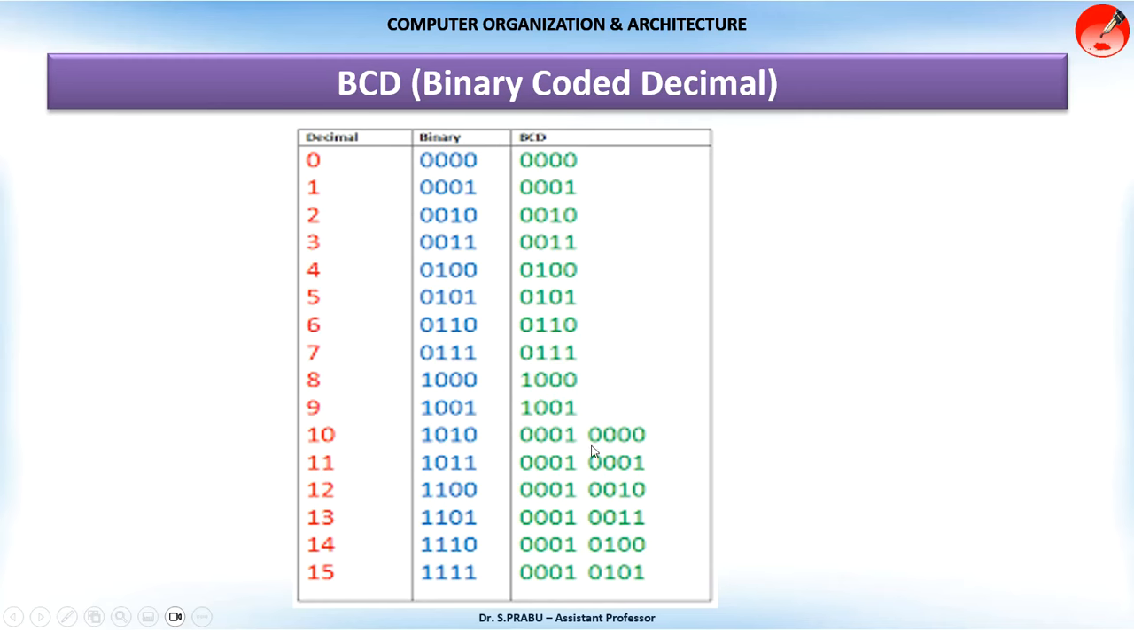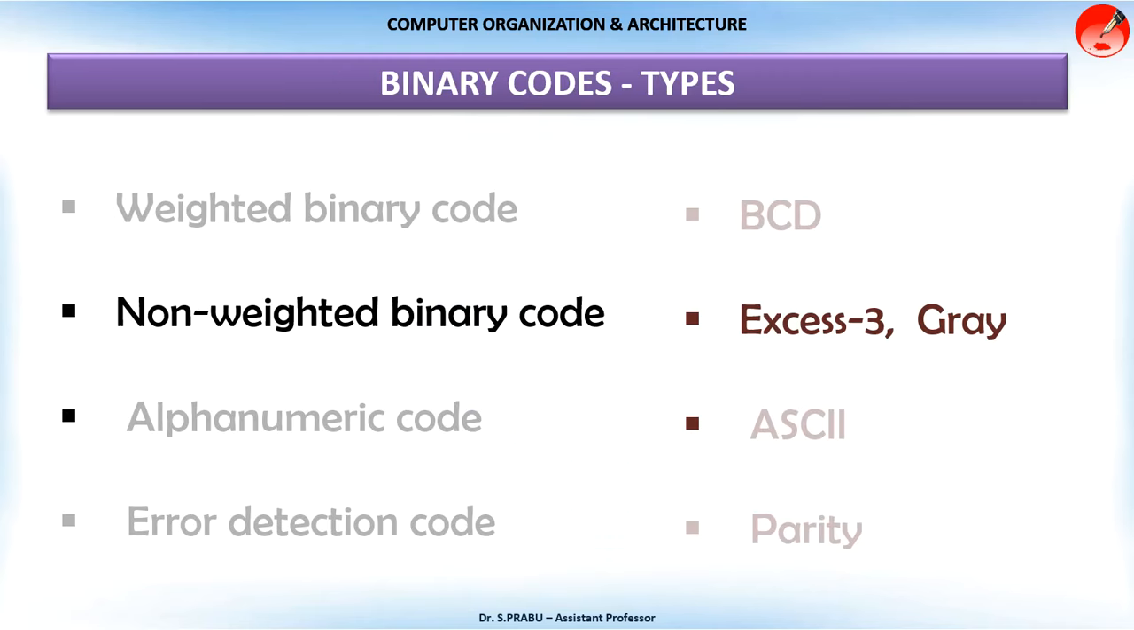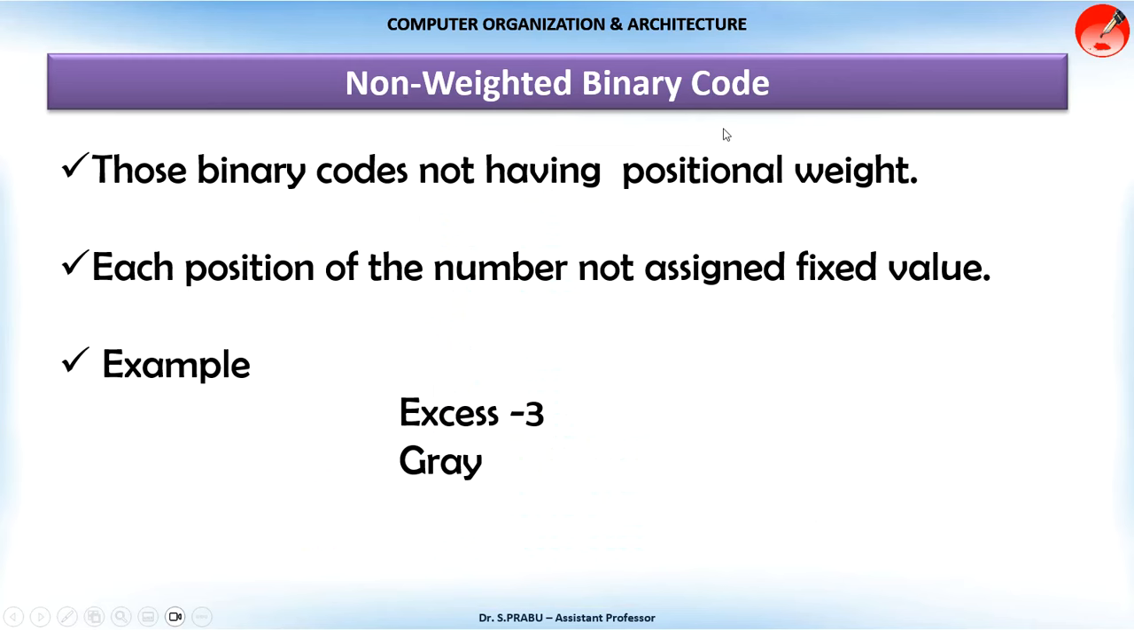The advantage of BCD is that the representation is very simple. Suppose the decimal number is 85, you can write the values 8 and 5 separately, but it occupies more space. The next binary code is non-weighted binary code. It is called non-weighted because a particular digit does not carry any weightage value. The examples are XS3 code and gray code.